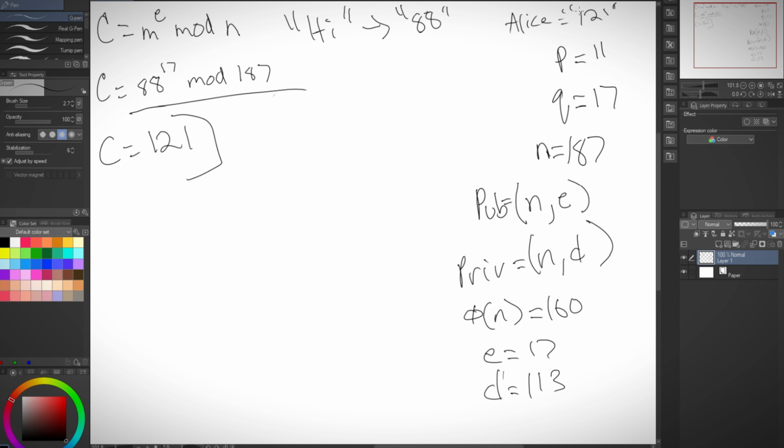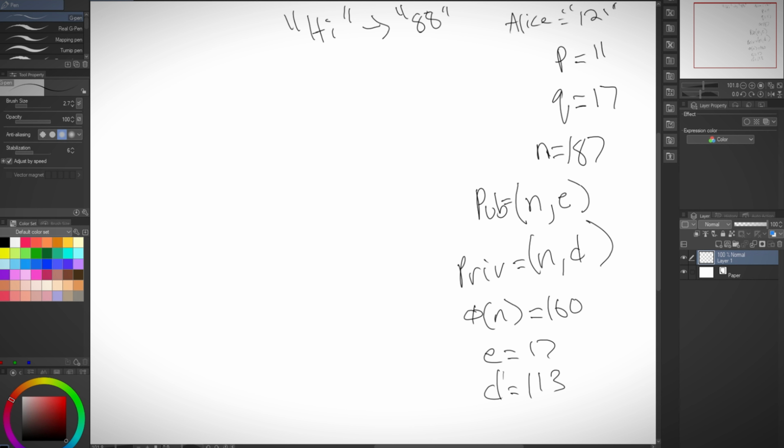Nice. Alice has the ciphertext, but now she needs to decode it back to the plain text message. Let's figure out how she needs to do that. First, we're going to erase this. Okay, Alice needs to decrypt. The decryption formula is pretty much the same as the encrypt. It's just reversing the variables, and then you're plugging in your private key instead of your public key. So decrypt will be reversed.